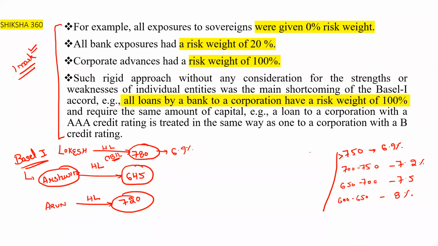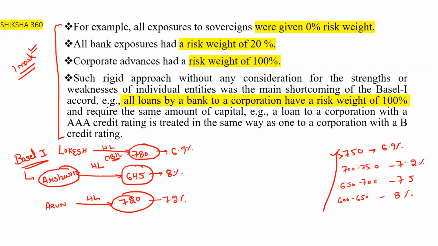Clear? So here the person with the good score will be charged 6.9%, and processing charges are also given in that. Here we will charge 8%, and here we will charge 7.2%. Clear? So as per the rating of the customer, we will charge different interest rates from different customers.